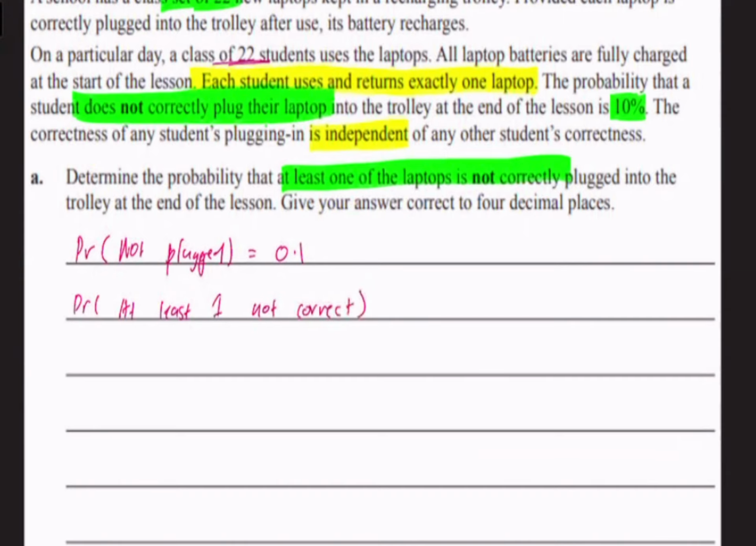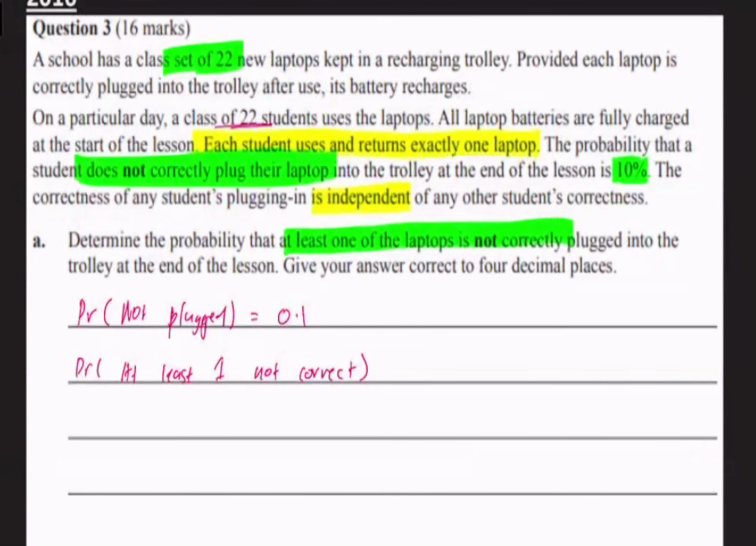You can just put that into your CAS, or you can just do 1 minus the probability none are incorrect. Since we have a CAS, it doesn't really matter which way you do it. This would simplify to 1 minus 0.9 to the 22, which is 0.9015.